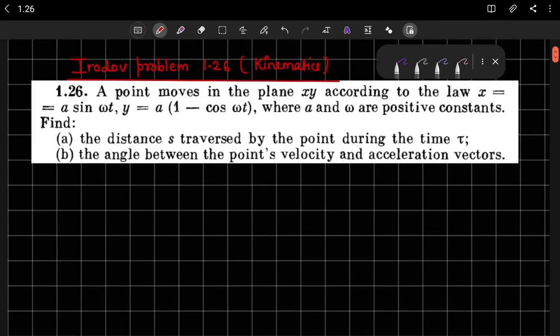Hello everyone. In this video we are going to solve problem number 1.26 from Irodov, and that is related to kinematics. So let us first read out the problem and then we will solve the problem step by step.